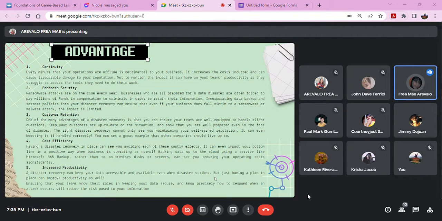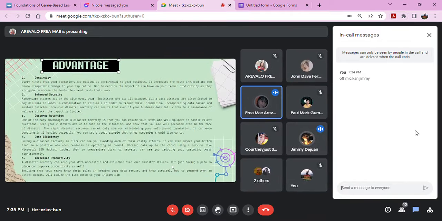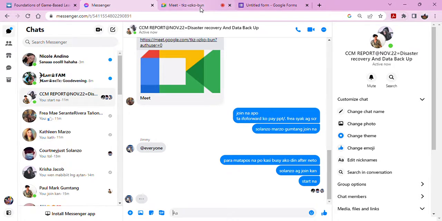Incorporating data backup and restore policies into your disaster recovery plan can ensure that even if your business does fall victim to a ransom or malware attack, the impact is limited. So, kapag meron kang disaster recovery, kunyari ang isang kumpanya ay may disaster recovery, syempre matataas yung security niya dahil naka-save lahat ng files niyo sa cloud. And kung magkakaroon man ng ransom and malware attack, limited lang yung makukuha nila. So, most likely ang makukuha nila is yung mga unimportant files sa company nyo or sa client ninyo.